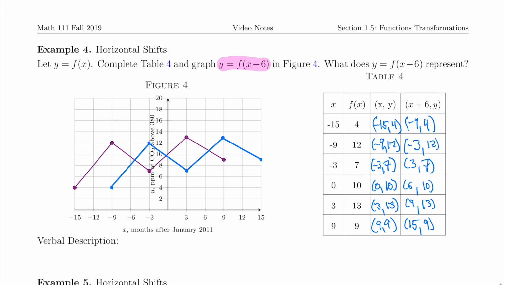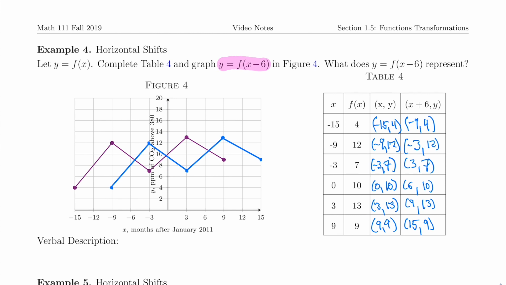And so once you know what each of the transformations does, you can actually use the table to first figure out what your transformation is, what's going to happen to each of the points, and then graph them, as we'll do in the next example.